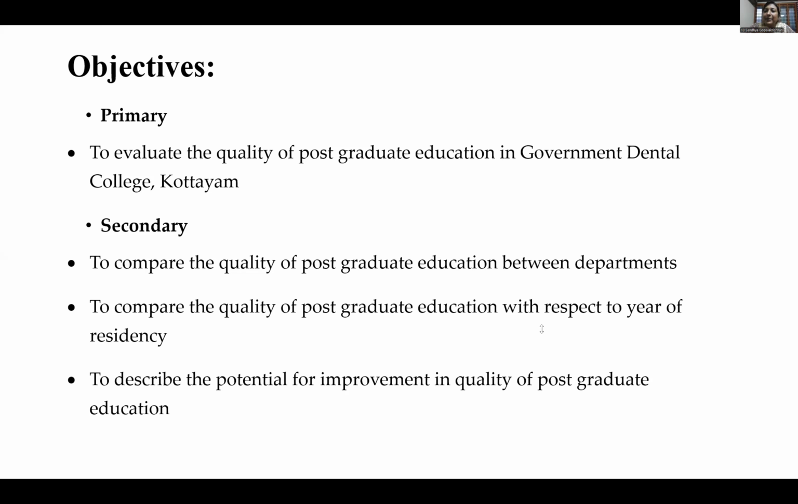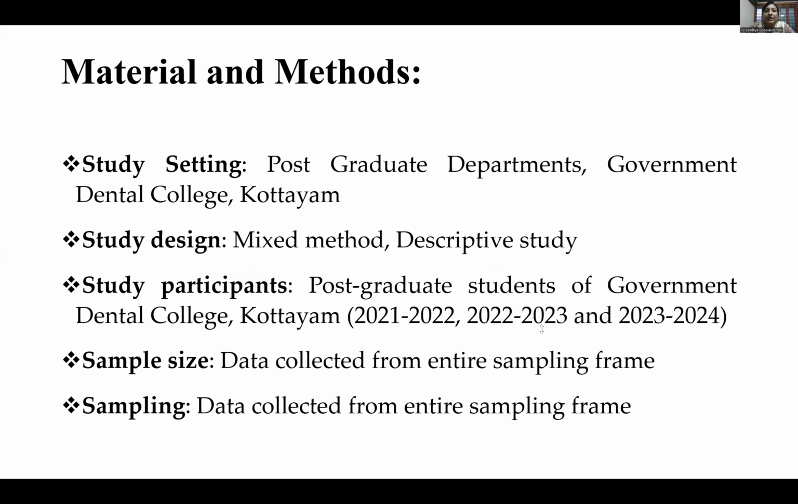Based on the year of residency, and to describe the potential for improvement in the quality of postgraduate education with the qualitative aspect of the research. Materials and methods: study setting, PG departments, GDC Kottayam; study design, mixed method, a descriptive study.